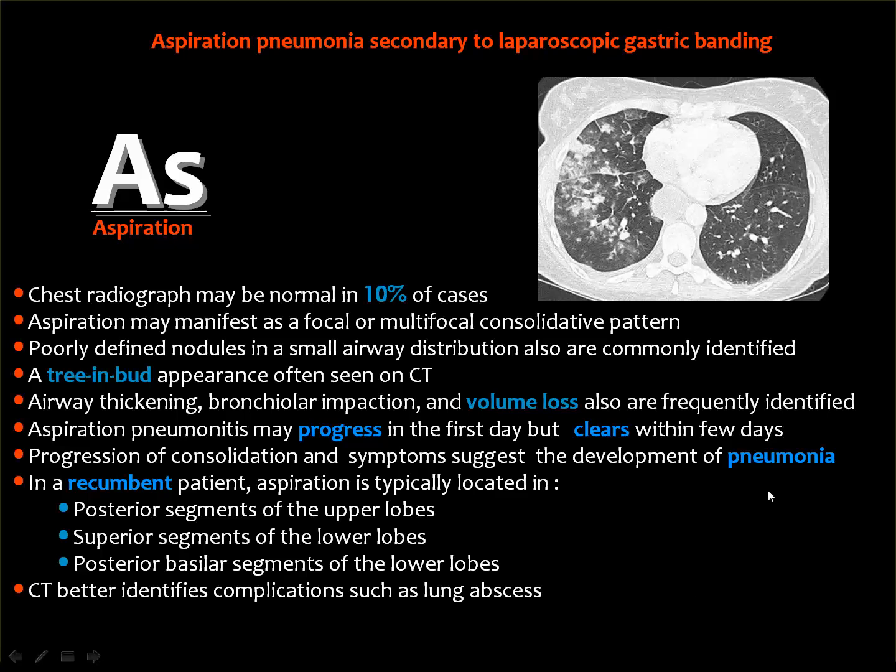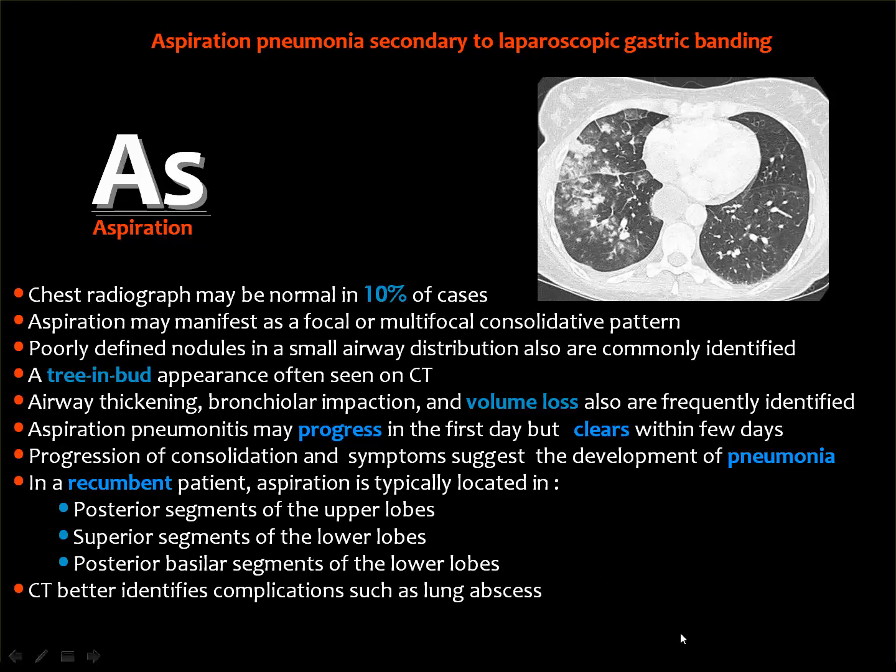Then, if the aspirate has obstructed one of the bronchi, it may lead to loss of volume of the affected part of the lung. In aspiration pneumonitis, it usually may progress in the first day, then starts to clear in the following days. But progression of the consolidation is an indication of the development of pneumonia. Aspiration usually occurs in the posterior segments of the upper lobes if the patient is recumbent, and also in the superior segments of the lower lobes and the basal segments of the lower lobes.